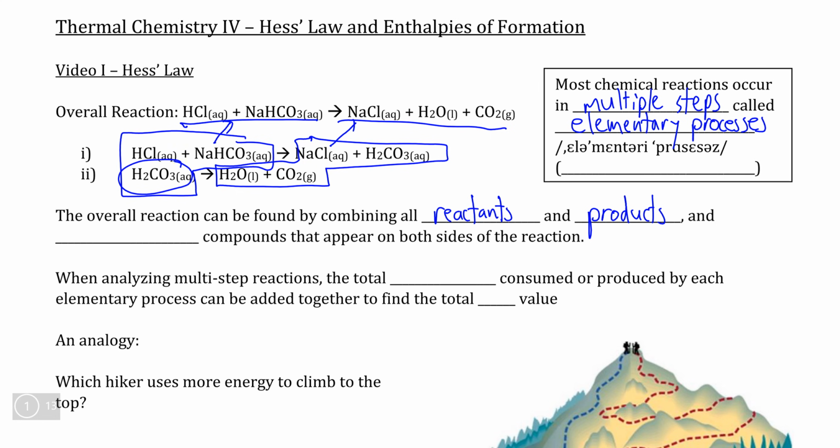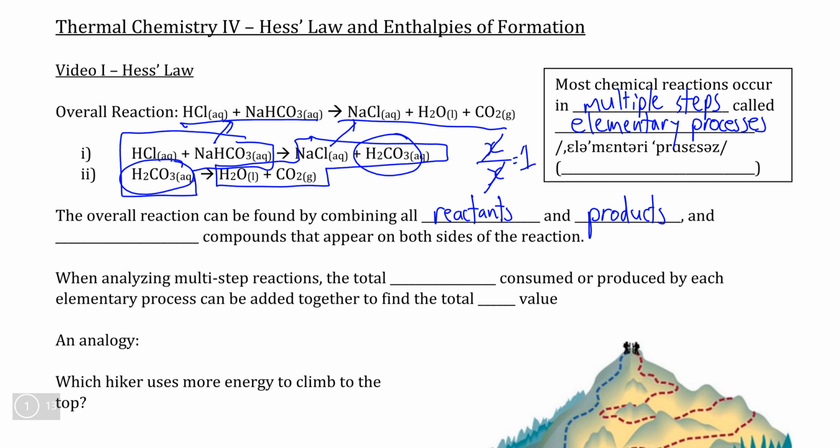The question is, what do we do with carbonic acid that doesn't appear in the overall reaction? Well, we see that carbonic acid is a product in one step and then becomes a reactant in the next step. Now, if you think about this like math, what do you do with numbers that appear in both the numerator of a fraction and the denominator of a fraction? Well, we know that those numbers cancel and those together would simply equal 1.